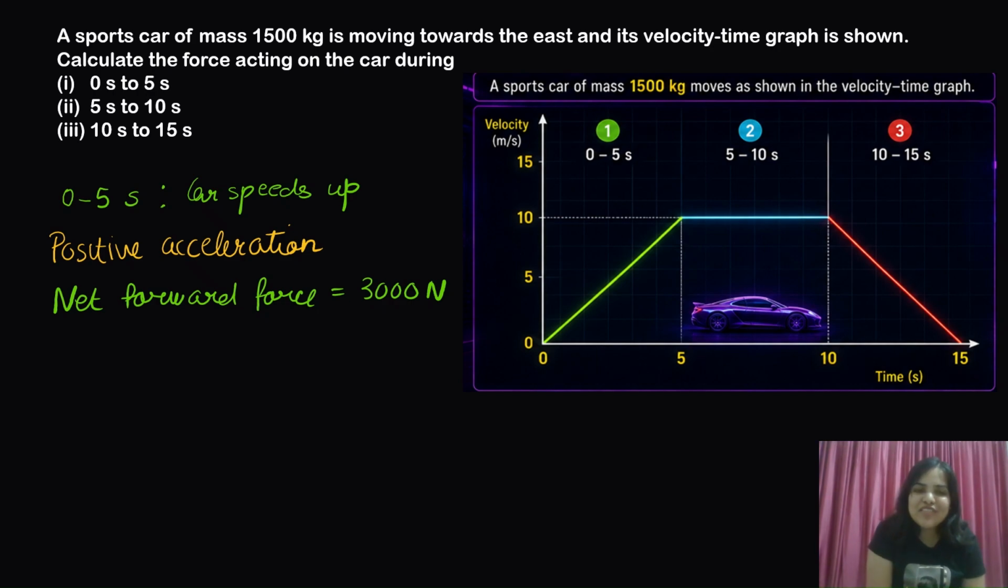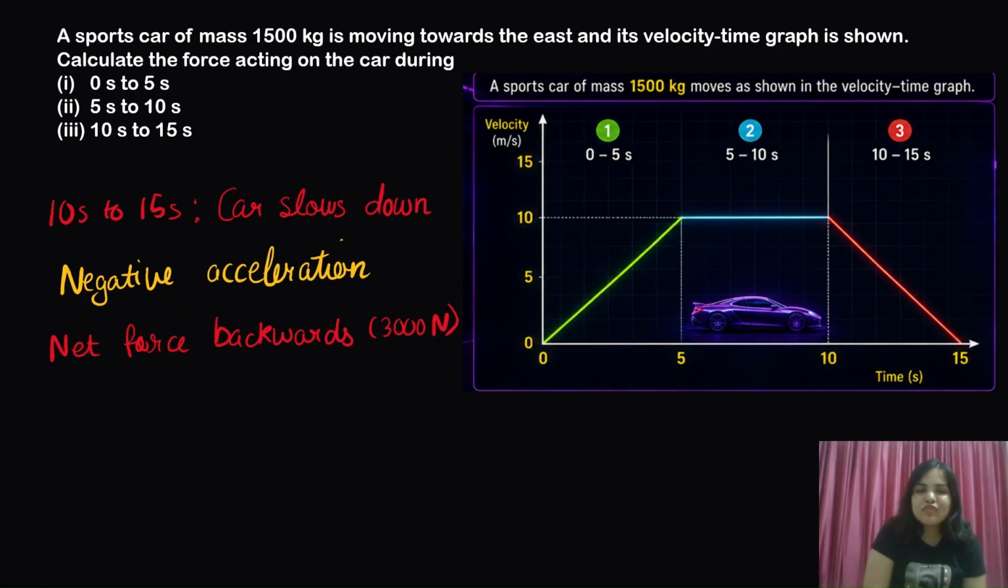From 0 to 5 seconds, the car speeds up and there is a velocity change from 0 to 10 meter per second. So there is a positive acceleration, so we will find the net forward force. From 10 seconds to 15 seconds, the car slows down. That is negative acceleration, so net force is in the backward direction.